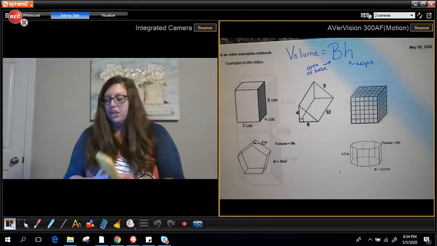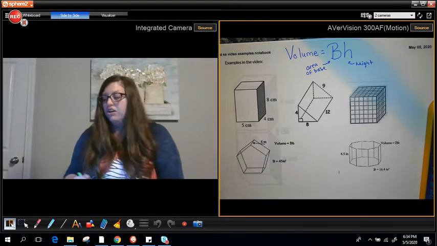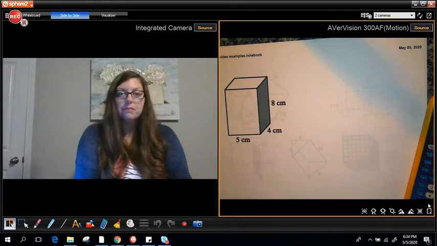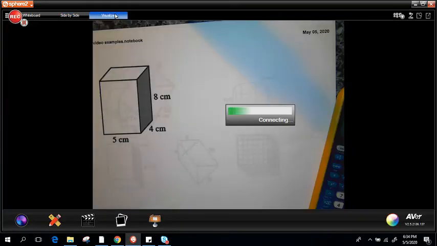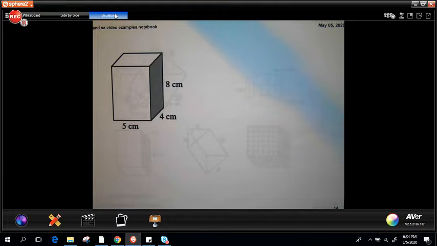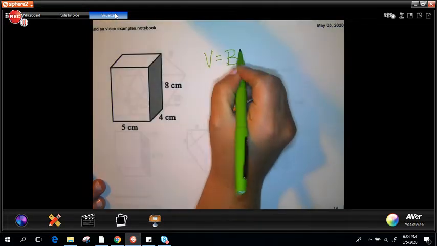So I've got my calculator. I got something to write with. Hopefully you do too. And let's start by looking at a rectangular prism. Okay? So let's look at our first shape. Remember that volume of any shape is the area of the base times the height.